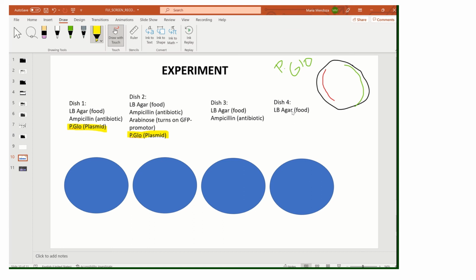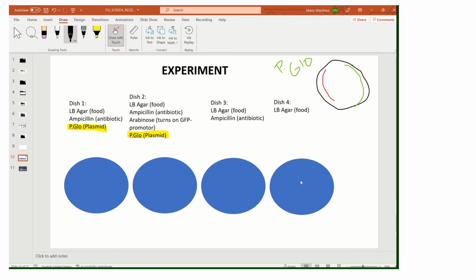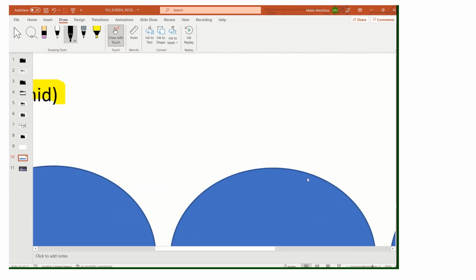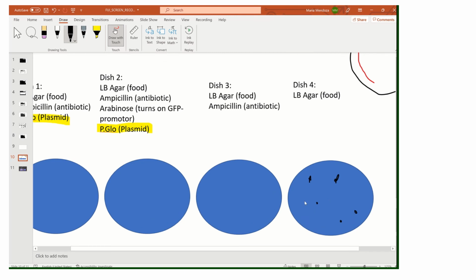So what are our expected results? Let me go ahead and grab my black pen. We'll start off with dish number four. This is a control, and this is our positive control. In dish number four, we only have food and we have bacteria. So what are our expected results for this plate? Well, the bacteria have a lot of food and there's nothing to kill them. So we are expecting them to be super happy and we're expecting them to just grow everywhere. Nice and beautiful. So we're just expecting lots of bacteria.